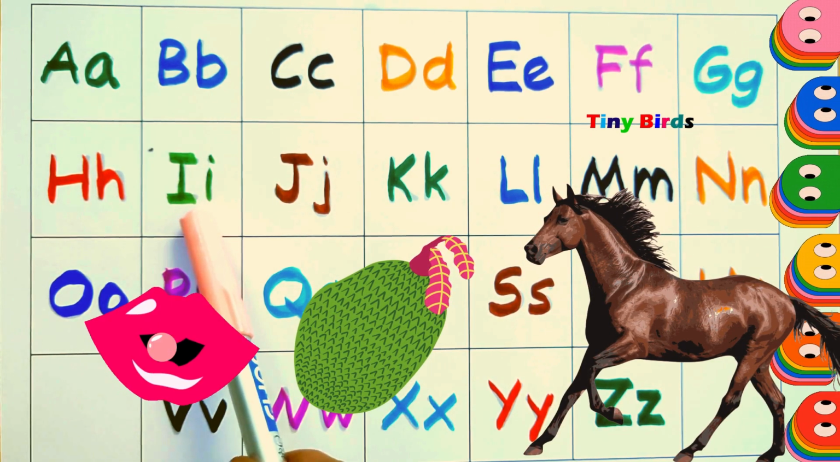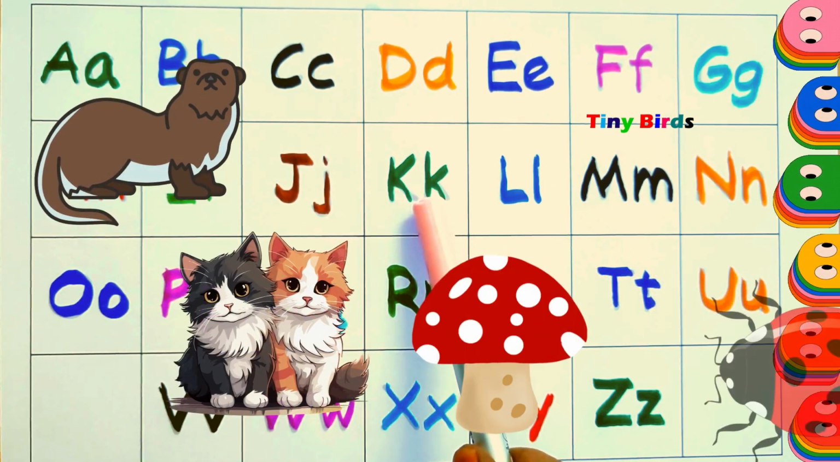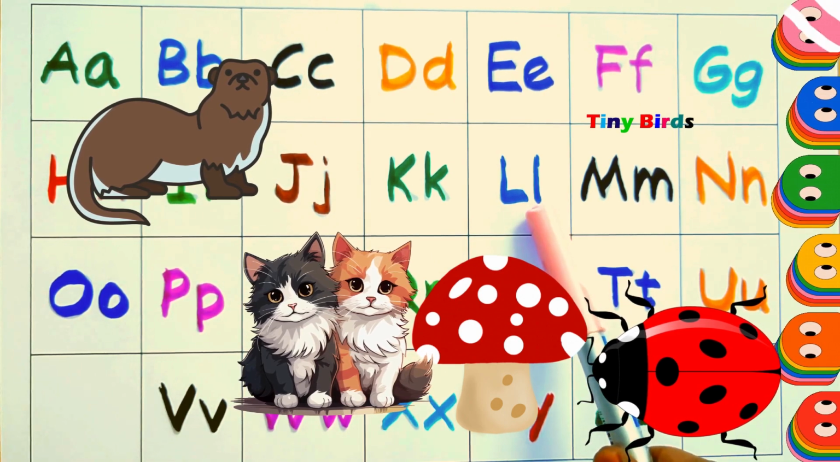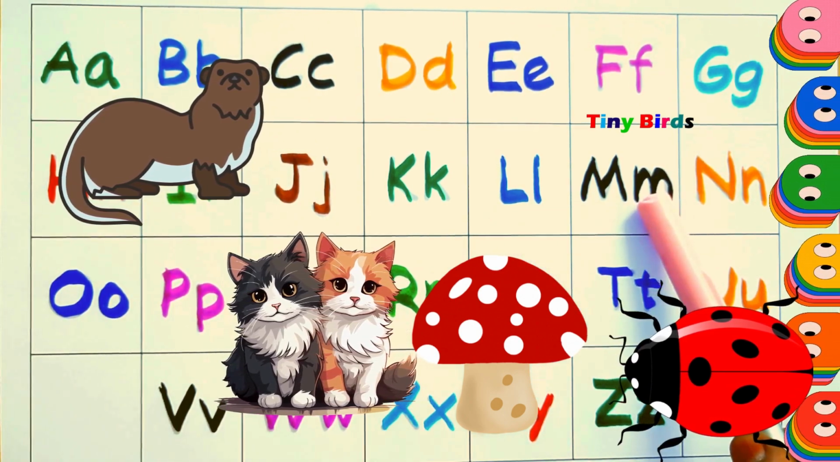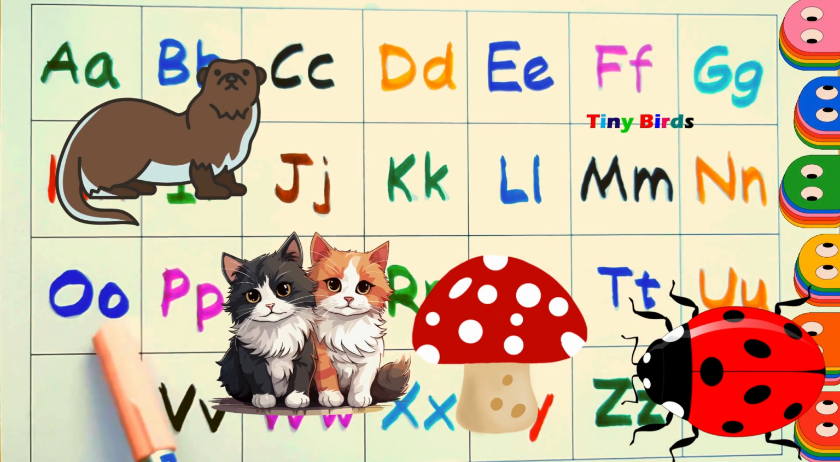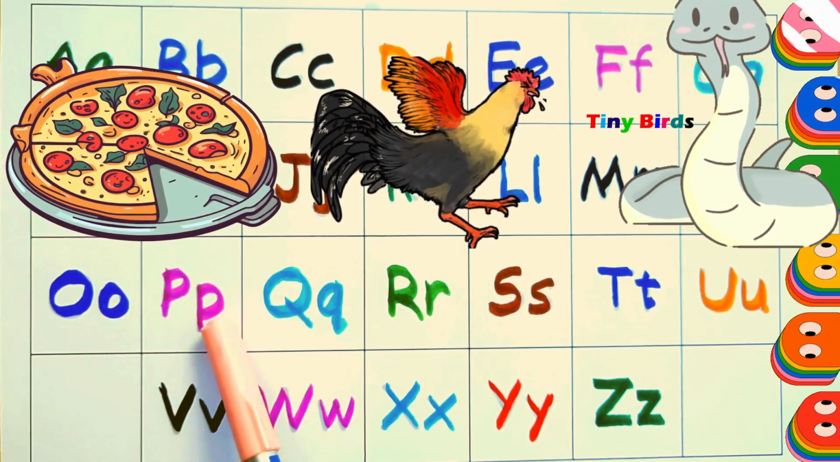I for insect. J for jackfruit. K for kitten. L for ladybug. M for mushroom. N for nail. O for otter. P for pizza.